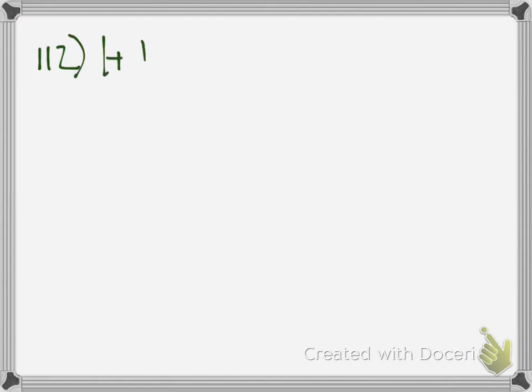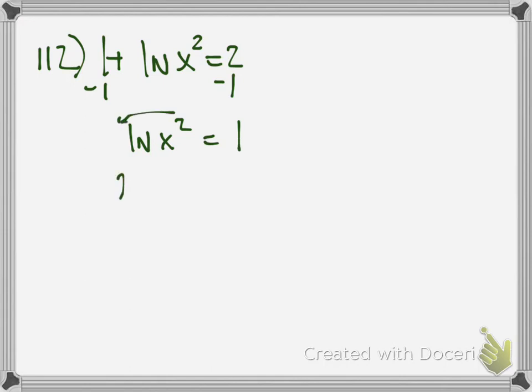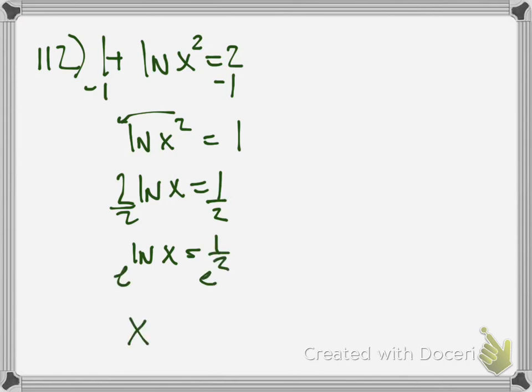Number 112, I would need to subtract 1 first, and then remember, to get rid of an ln, you have to do an e. But keep in mind, before you can do that, you should get rid of exponents. You should never have an exponent before you try to get rid of logs or natural logs. So I'm going to move the 2 over to the other side and say ln x equals 1, divide by 2, and I get ln x equals 1/2. Then I can use my e to get rid of the ln, so that would leave me with the x only, and then I would type in the calculator e to the 1/2 power to get 1.649.